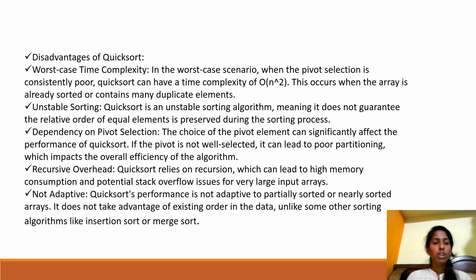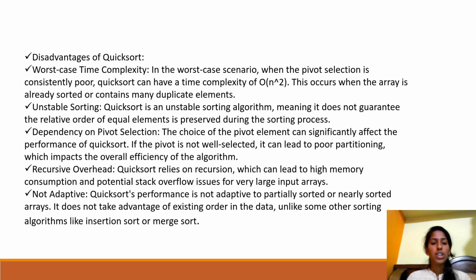Now let us see the disadvantages. Worst case time complexity. In the worst case scenario, when the pivot selection is consistently poor, quicksort can have a time complexity of O(n squared). This occurs when the array is already sorted or contains many duplicate elements. Unstable sorting. Quicksort is an unstable sorting algorithm, meaning it does not guarantee the relative order of equal elements is preserved during the sorting process.